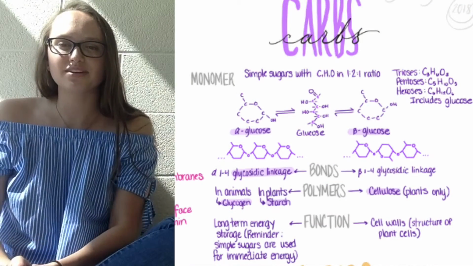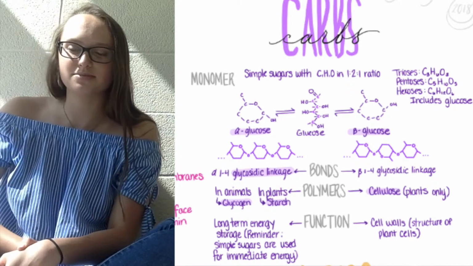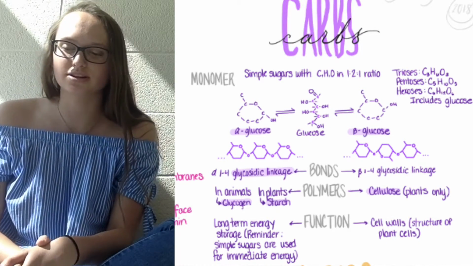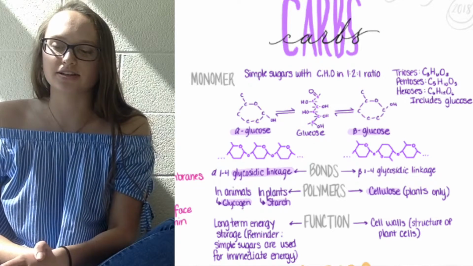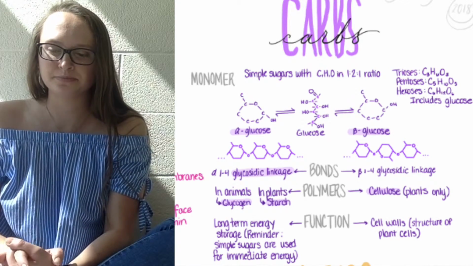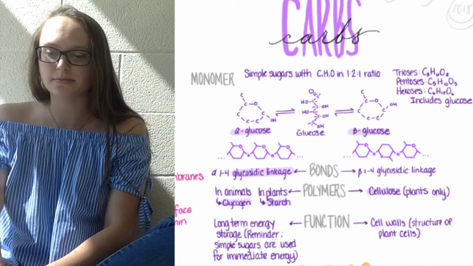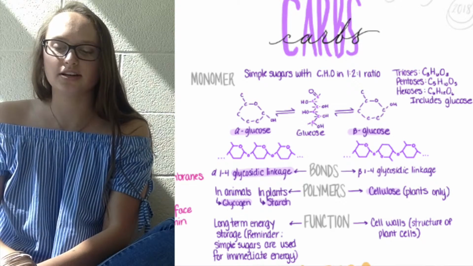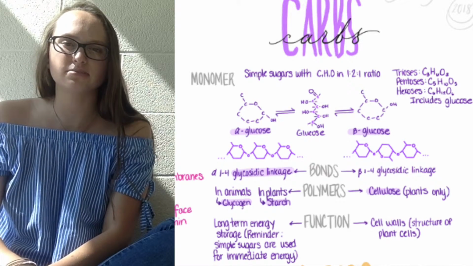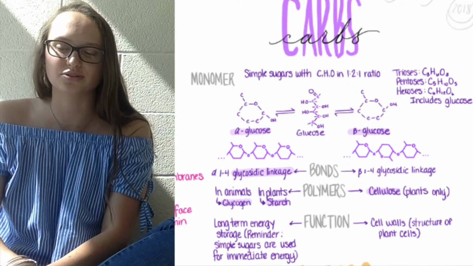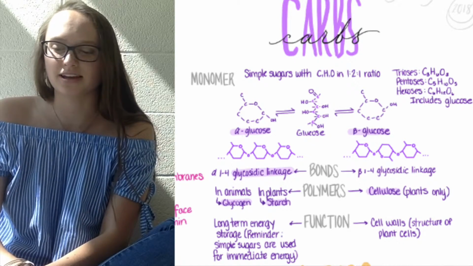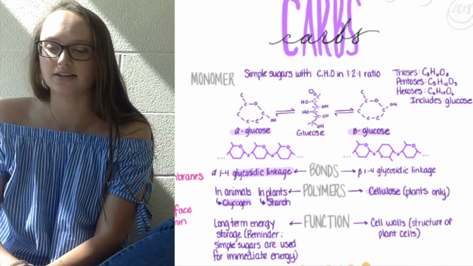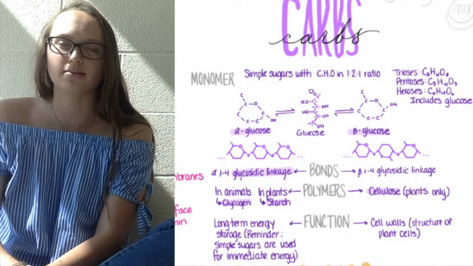On to macromolecules. One of the four macromolecules is carbs. Carbs have a monomer of simple sugars with carbon, hydrogen, and oxygen in a 1:2:1 ratio. The main function of carbs is long-term storage of energy, as simple sugars can be used for immediate energy, but the energy can also be stored long-term. Carbs can be found in plants and animals, and in animals it's found as glycogen, and in plants it's found as starch.